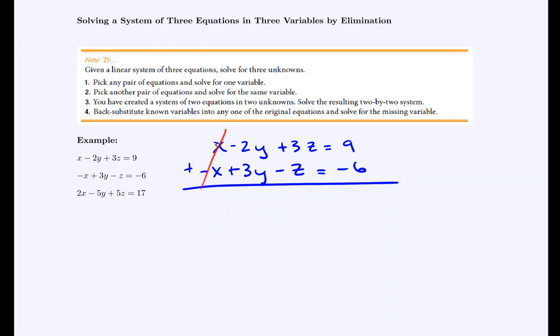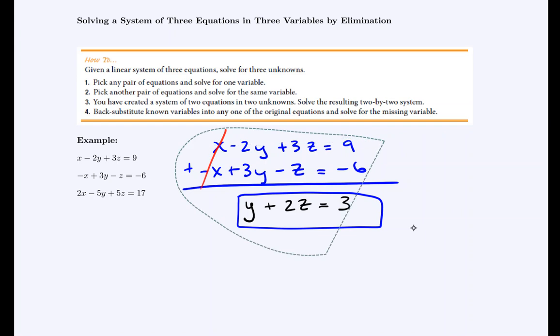Now the x's cancel because they're exactly opposite of each other, and we would just be left with negative 2y plus 3y, which is a single y. 3z minus a z is a plus 2z. 9 minus 6 is a positive 3. Now I'm going to somehow mark this so I know to find it later. There's going to be a bit of work, so we'd want to try to stay organized. So that's one of our two equations that we were looking for.